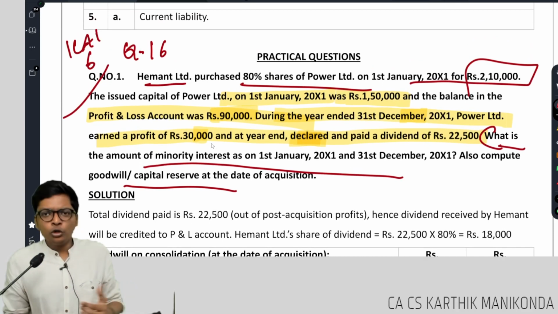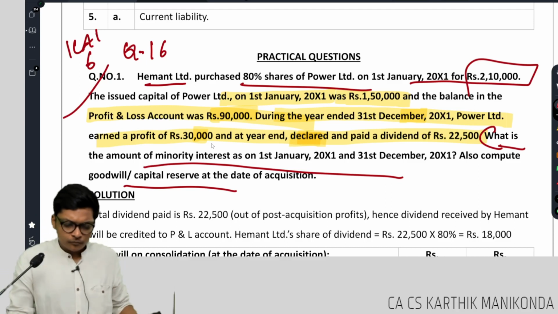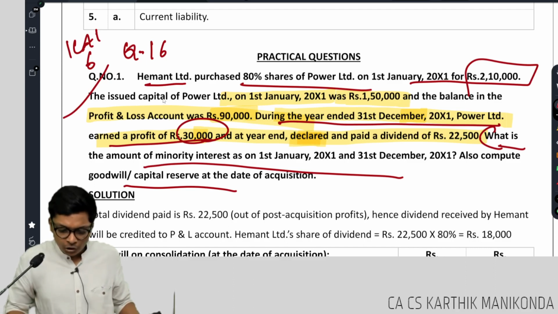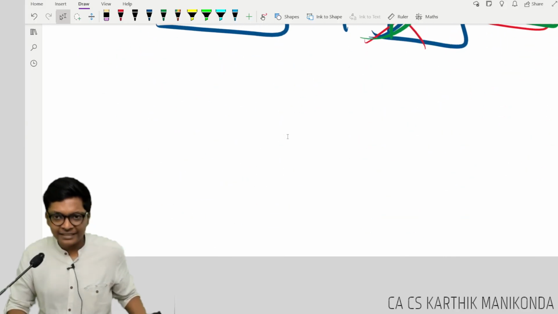Are you following, guys? Let's analyze the reserves. Can you do it, guys? Can you try it? Okay. I will also keep the workings ready. During the year ended, I am assuming 30,000 is the current year profits. How much? Goodwill 18. Vignesh already gave us the answer. Compute, guys. That's it. It's very easy.